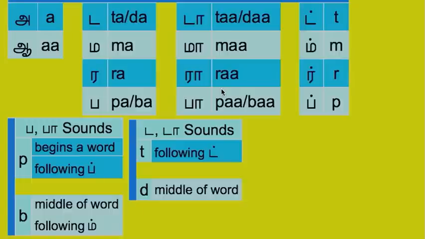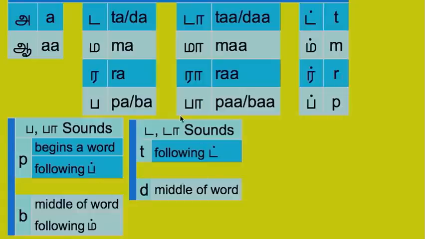So this particular chart on the next page is a summary of basically all the letters that we've learned. The two vowels, and then the consonants, ta or da, ma, ra, pa or ba. And then if we combine them with these sounds, we get the long versions, and then the consonants with im, ir, and ip.